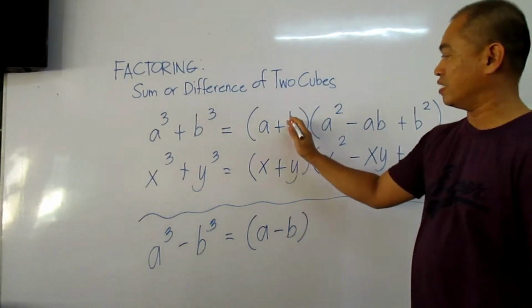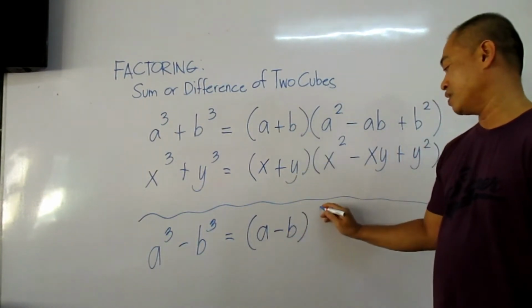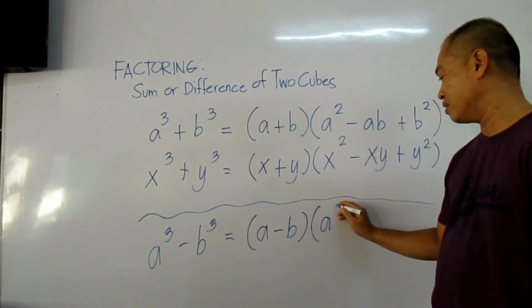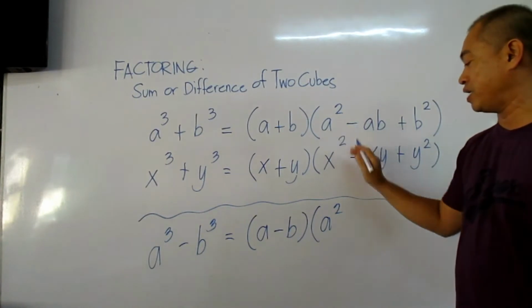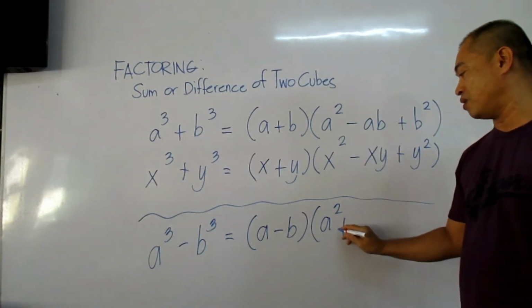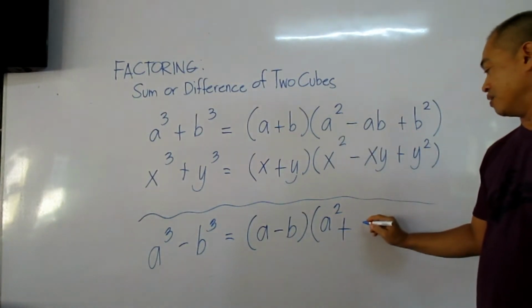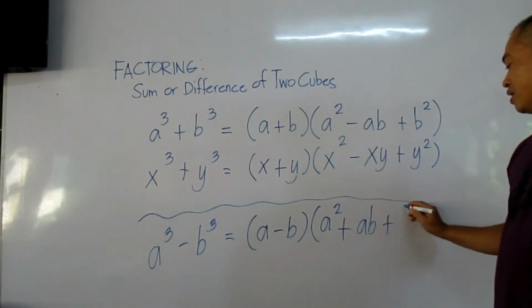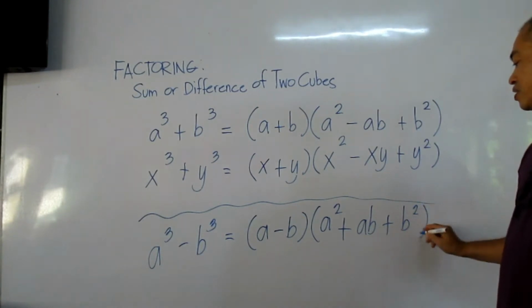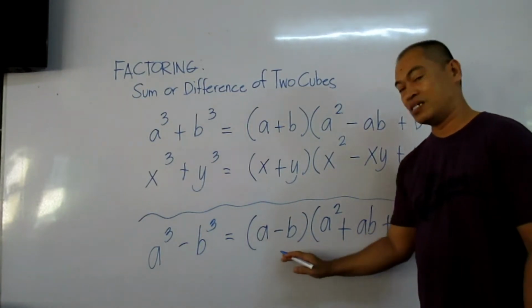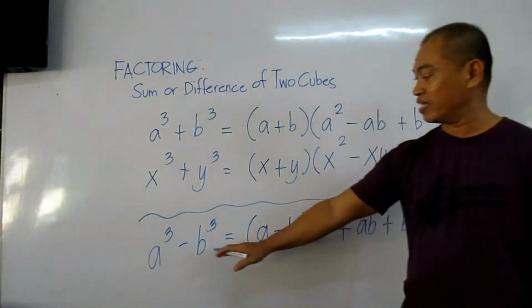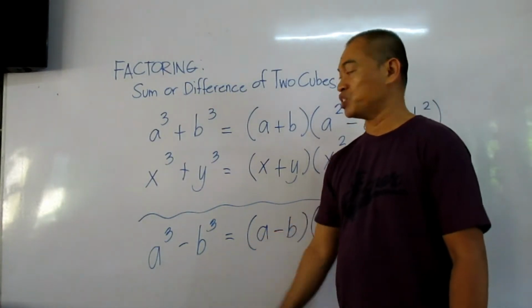Okay, so look at the difference between the two. Then the other factor is simply copy the same, but this time is no longer minus, but all of them will be positive. So that is a times b plus b squared. So this is the factor of that particular difference of two cubes.